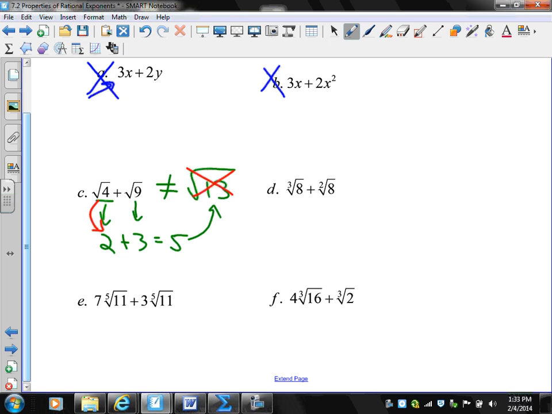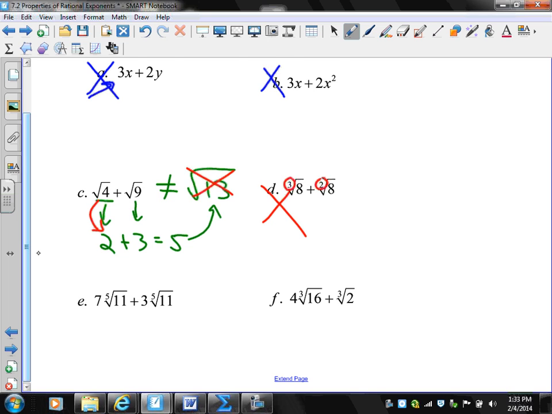So let's look at D. Well, our radicands are the same, both 8s, but we're taking different roots, right? We have a third root and we have a square root. Well, those aren't like terms. Those cannot be added together.